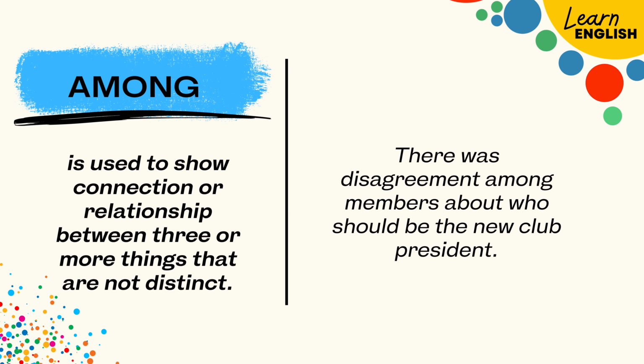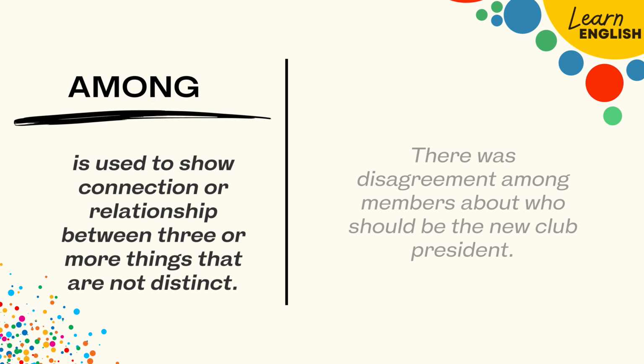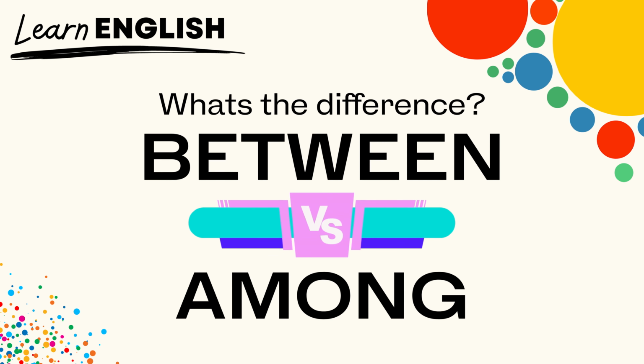Among is used to show a connection or relationship between 3 or more things that are not distinct, especially with collective nouns. There was disagreement among members about who should be the new club president. And that's the difference with between and among.